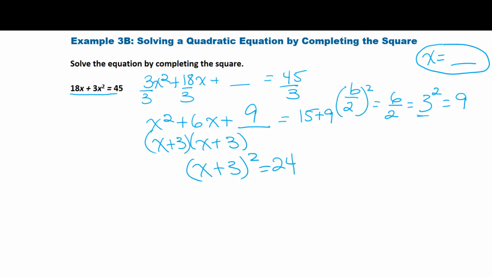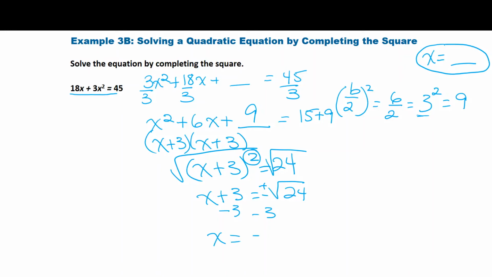All right, I'm almost reached my goal, but I still need to get x equals, and I have it squared. So let's go ahead and take the square root of both of those. That's going to give me x plus 3 equals square root of 24, and that's a plus or a minus. Okay, so we're almost there. Let's just go ahead and subtract our 3 from both sides. And that would leave us with x equals negative 3 plus or minus the square root of 24.